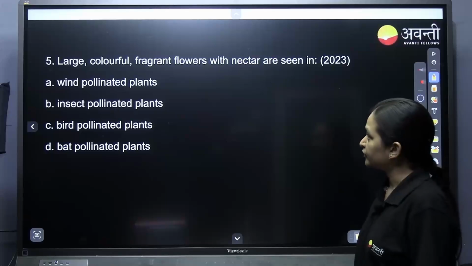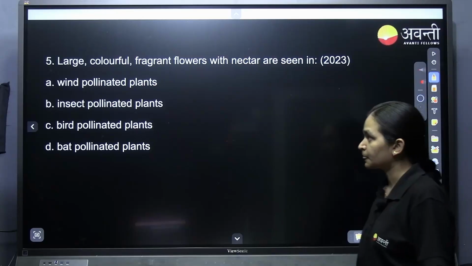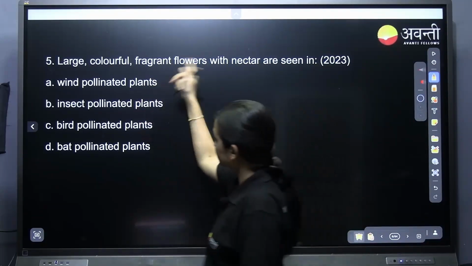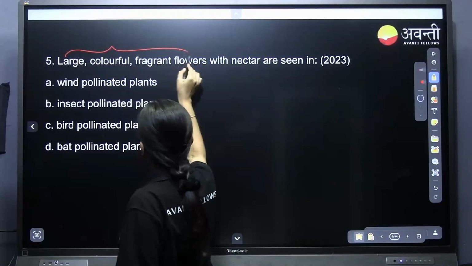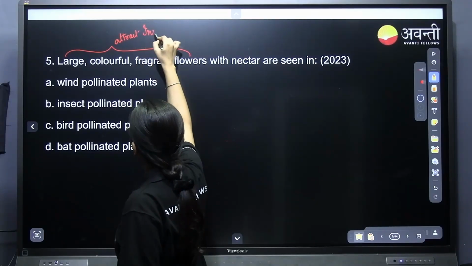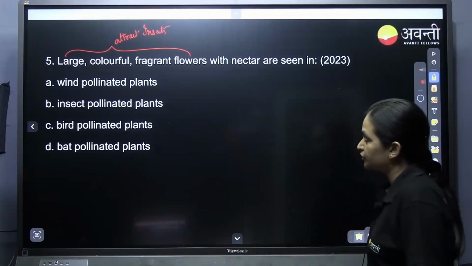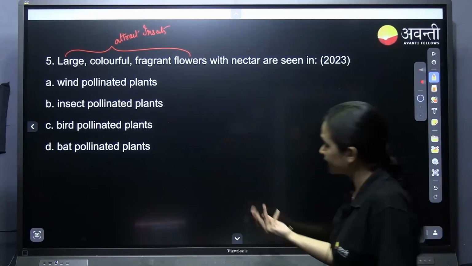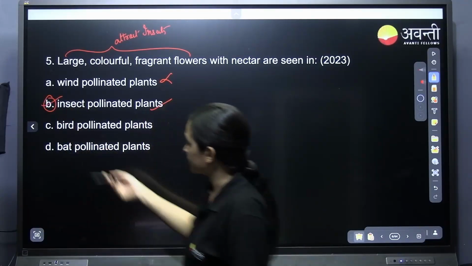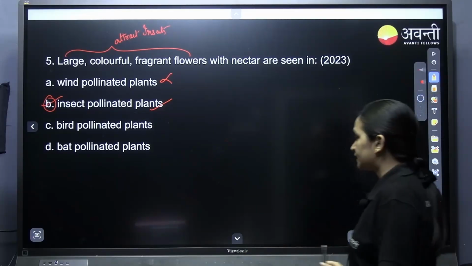Large colorful fragrant flowers with nectar are seen in which plants? All these characteristics are to attract insects, so entomophilous flowers will have this. Wind pollinated flowers don't have to attract. It is insect pollinated. Bombay is the correct answer. Okay? Yes.